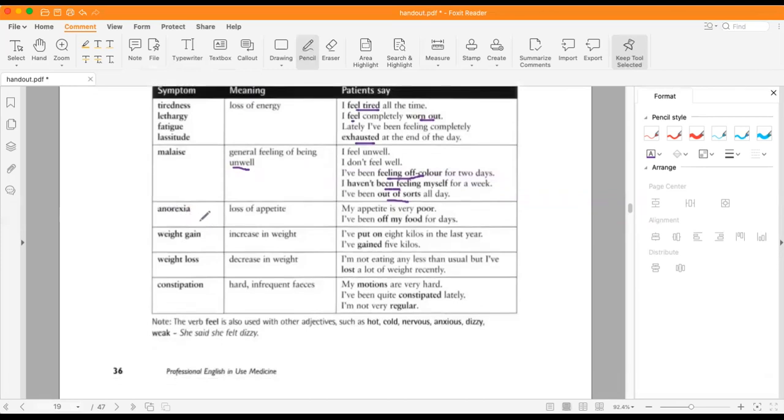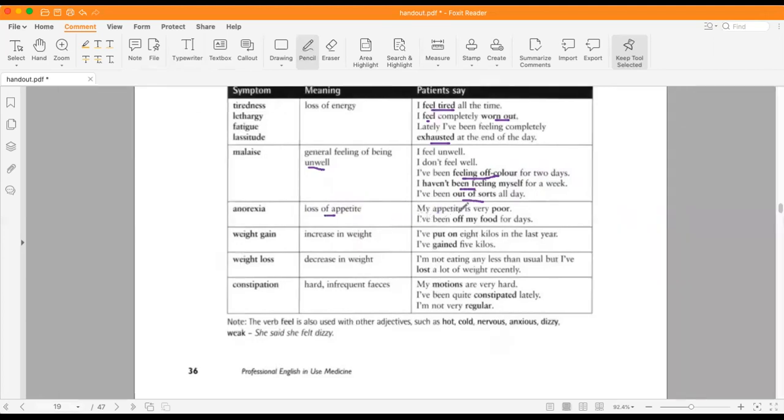We have the third symptom, which is anorexia. What is the meaning of anorexia? It means loss of appetite, not being able to eat. My appetite is very poor, or I've been off my food for days, which means that I don't eat my food anymore these days. I don't eat well.